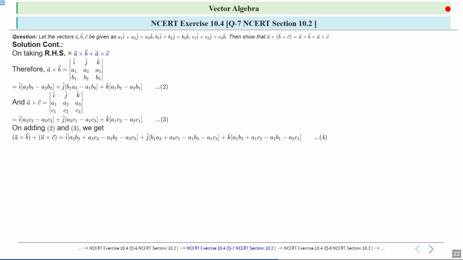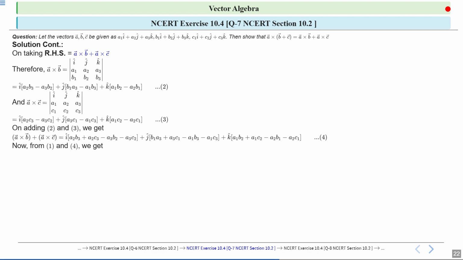A vector cross B vector plus A vector cross C vector is basically equal to i cap into A2 B3 plus A2 C3 minus A3 B2 minus A3 C2, plus j cap into A3 B1 plus A3 C1 minus A1 B3 minus A1 C3, plus k cap into A1 B2 plus A1 C2 minus A2 B1 minus A2 C1. This is equation 4. Okay.